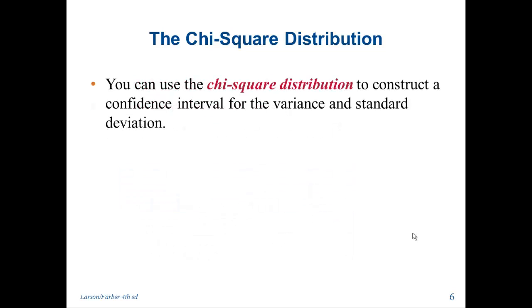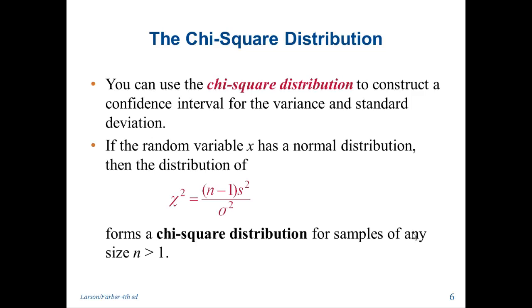You can use the chi-square distribution to construct a confidence interval for the variance and standard deviation. If the random variable x has a normal distribution, then the distribution of chi-squared equals n minus 1 times s squared divided by sigma squared. And that forms a chi-square distribution for samples of any size n greater than 1.